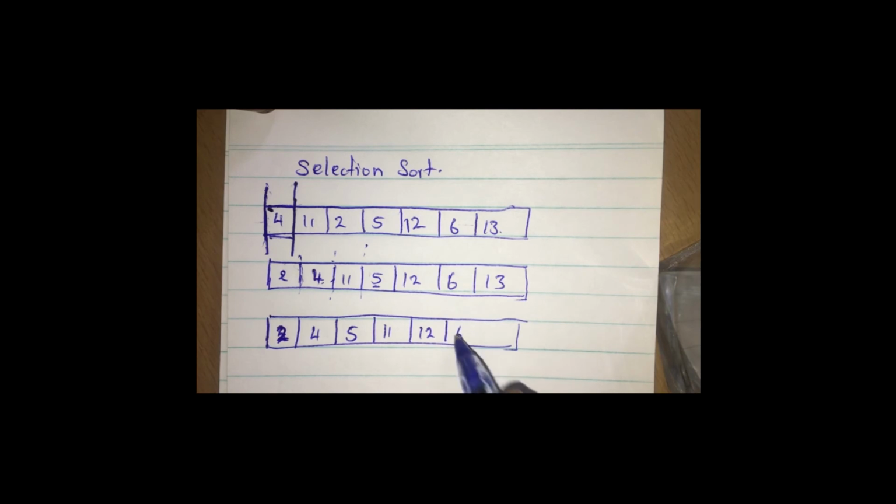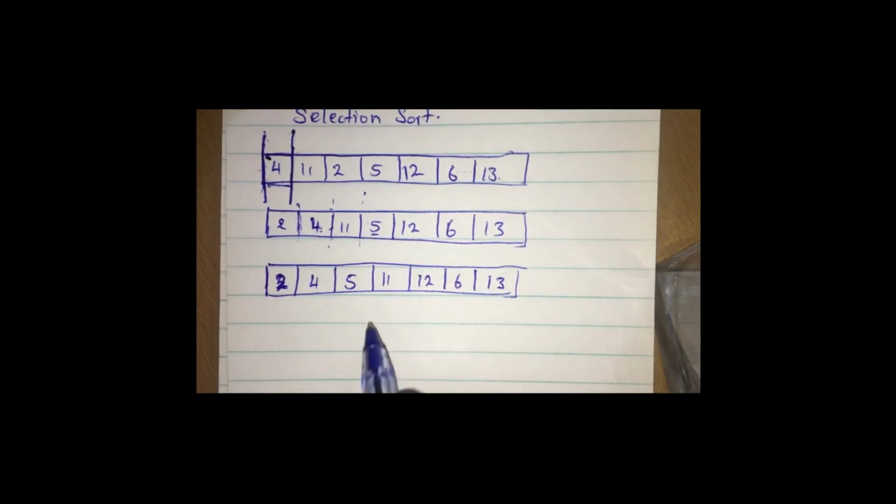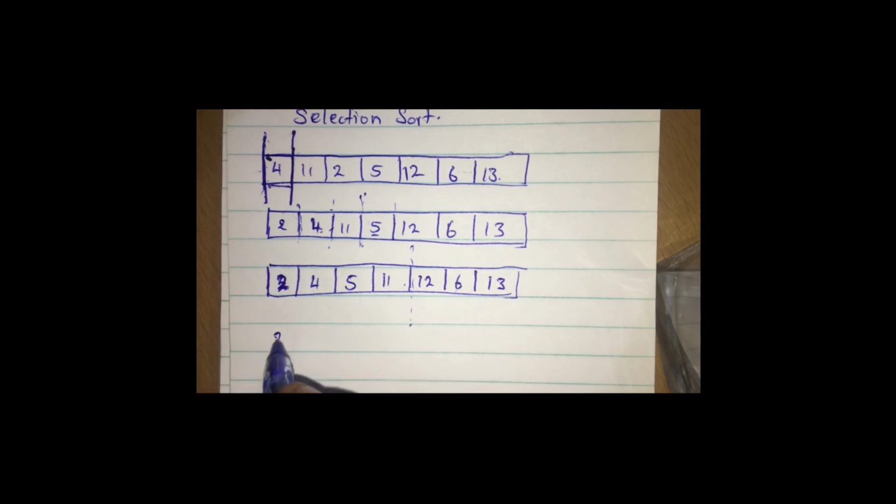12, 6, 13. Next step, we are going to move the line one step up, which is here. When we move this up, we look for the least, which is 6. We swap, so 2, 4, 5, 6, 11, 12, 13.